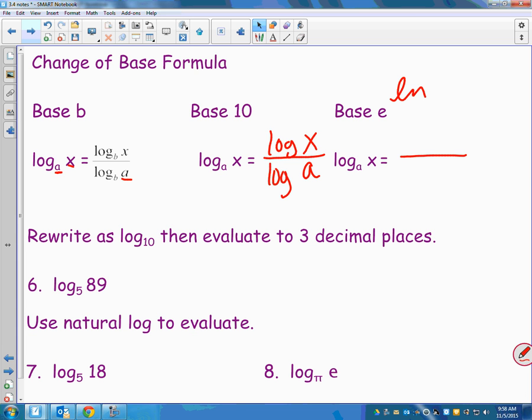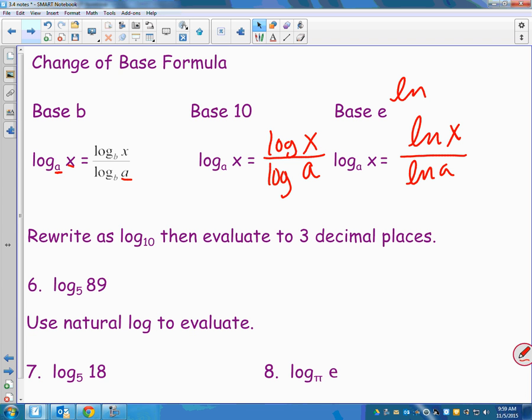But again, the base goes on the bottom. So you can say ln of a on the bottom, ln of x on the top. And what's really cool is that you get the same answer whether you change it to ln or you change it to log. They both approximate the same answer. So the only thing you have to do is pay attention to the directions, because if it says rewrite using common logs, then write it using common logs. If it says write using natural logs, use ln.